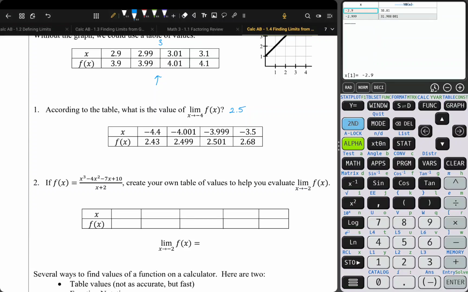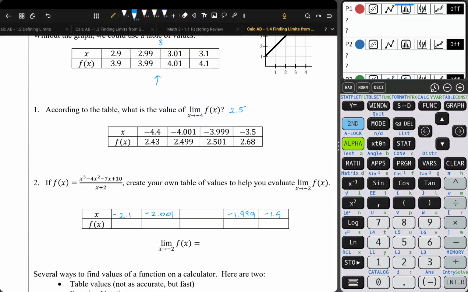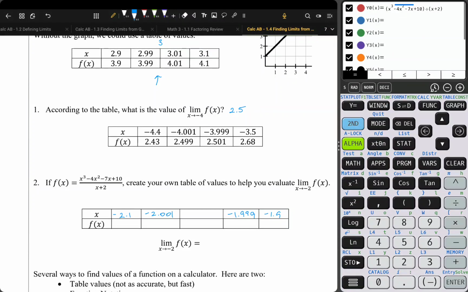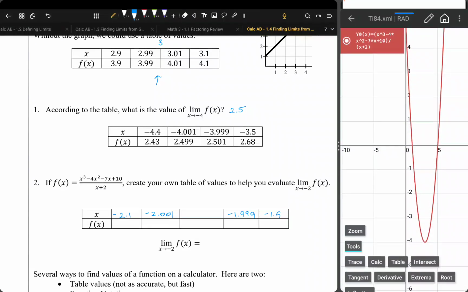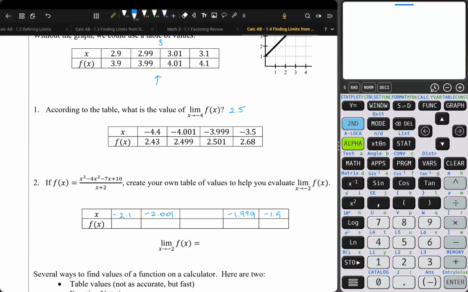Okay? So what numbers can we put in? We're trying to approach negative 2, so maybe something like negative 2.1, negative 2.001, negative 1.999, negative 1.9. Now, I actually need to, let me redo this real quick. Sorry, that didn't look right. If you do second table, where is the second table? Oh, no. Why isn't it working? Second table. What is going on here?